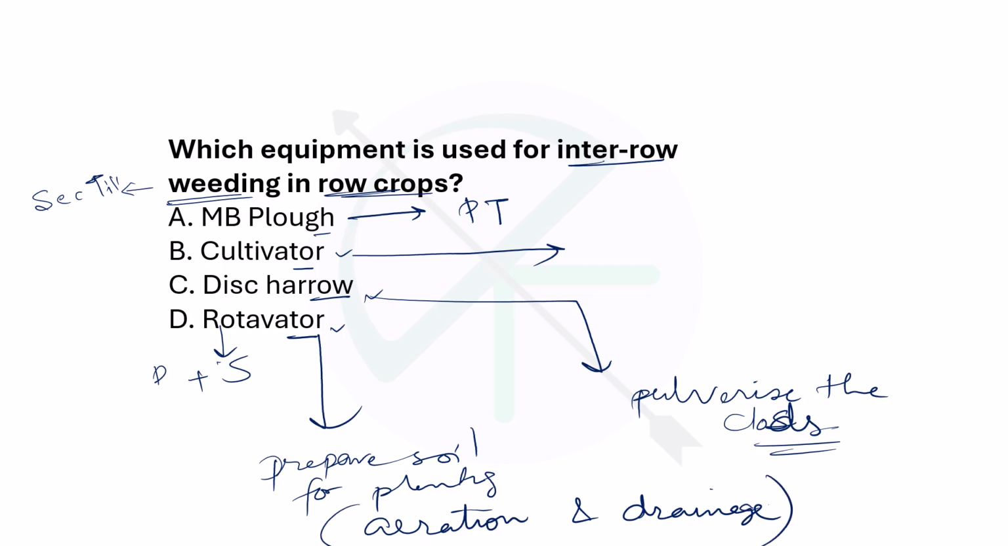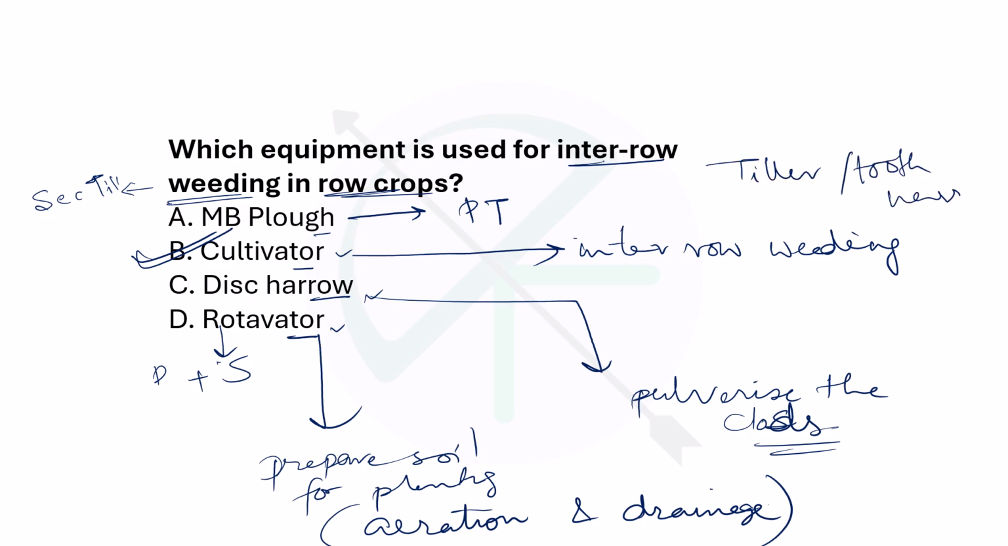So cultivator is mainly used for inter-row weeding. It is also called tiller or tooth harrow, right? So option number B will be the right answer.